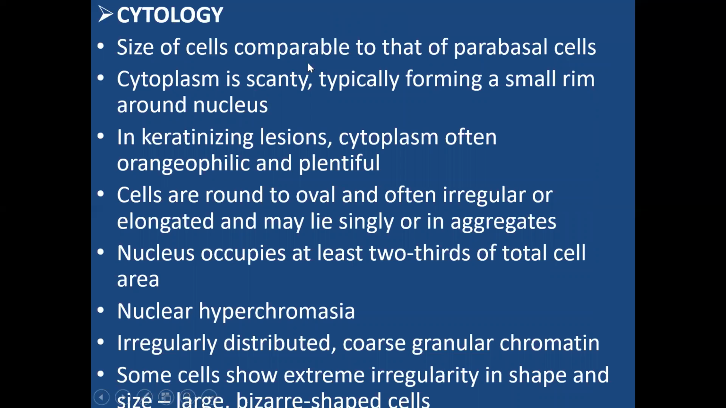So, cytology of cells comparable to that of parabasal cells. Cytoplasm is scanty, typically forming a small rim around the nucleus. In keratinizing lesions, cytoplasm is often orangophilic and plentiful. Cells are often round to oval, irregular or elongated, and may lie singly or in aggregate. The nucleus occupies at least 2/3 of the total cell area. There is nuclear hyperchromasia, with irregularly distributed, coarse granular chromatin. Some cells show extreme irregularity in shape and size.